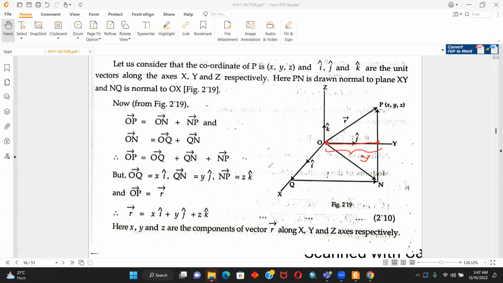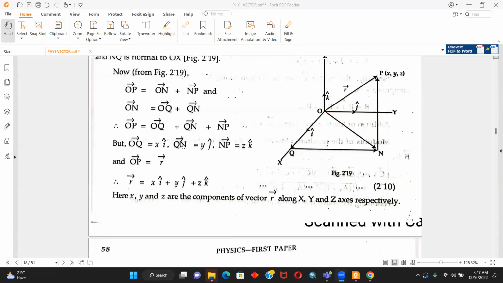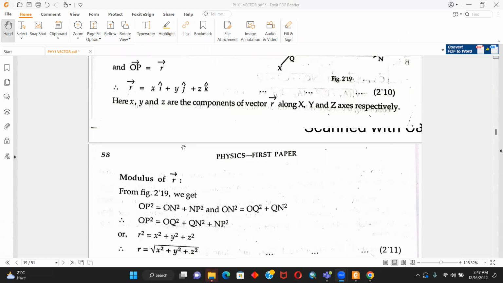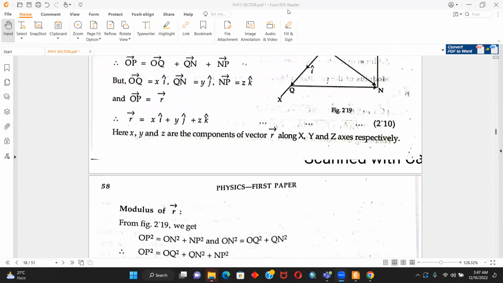All right. So now OP vector was R vector. So R vector will equal OQ vector, which is xi hat, and then QN vector, which is yj hat, and NP vector, which is zk hat. So now we have already got the resolution of a vector in a three-dimensional space, or three-dimensional coordinate system.